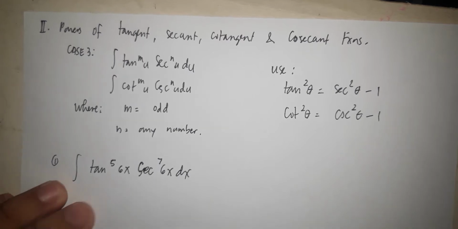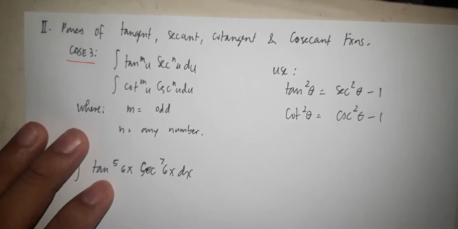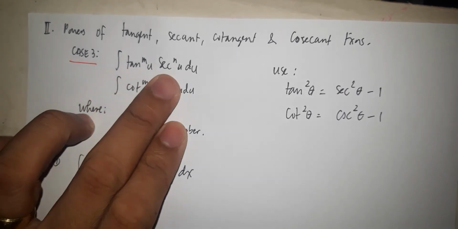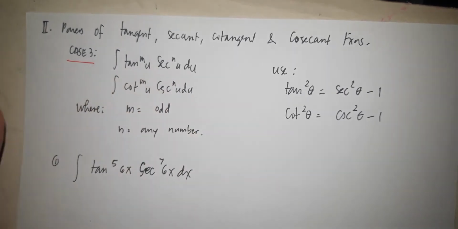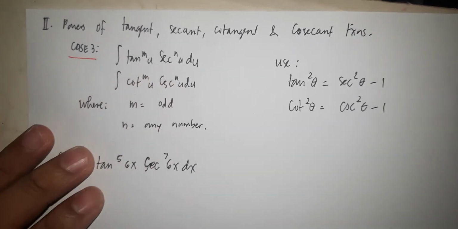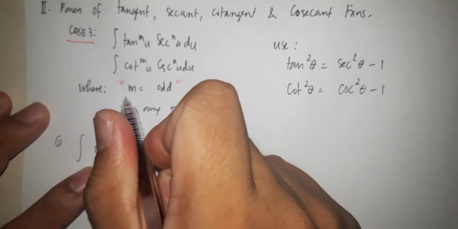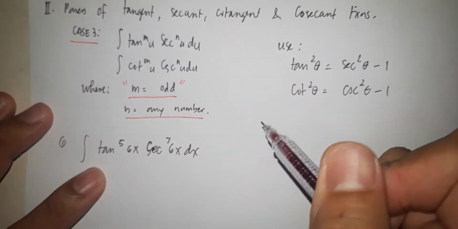Now proceed with our case 3. So for case 3, that's the integral of tangent to the mu secant to the nu du, which is the same as case 2, cotangent to the mu cosecant to the nu du. Ang difference lang, in this case, your m must be odd and n is any number.